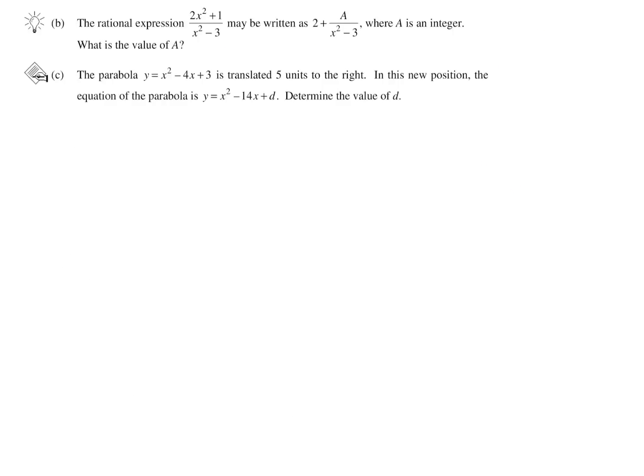The rational expression 2x squared plus 1 over x squared minus 3 may be written as 2 plus a over x squared minus 3, where a is an integer. What is the value of a? So we've got 2x squared plus 1 over x squared minus 3 is equal to 2 plus a over x squared minus 3. So they've just rearranged it in that form.